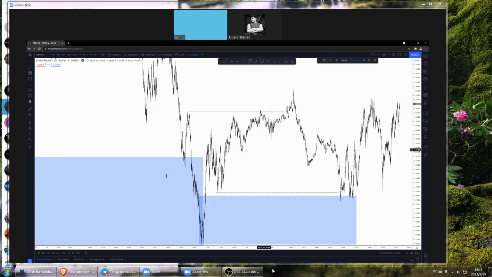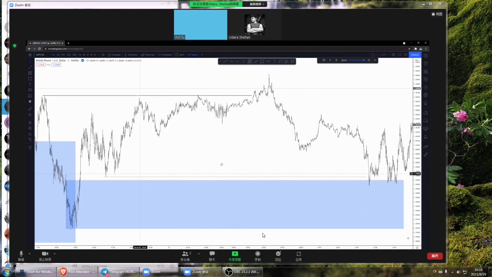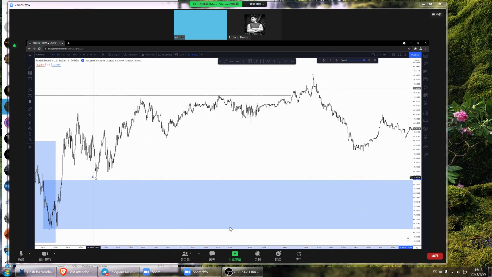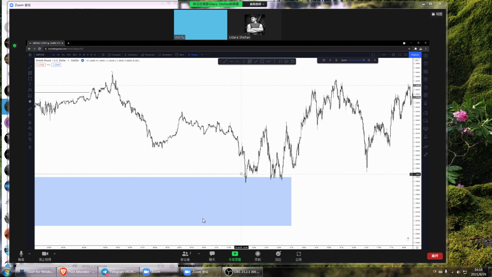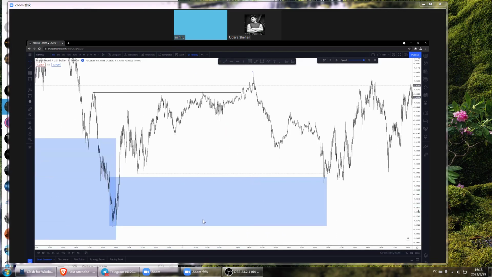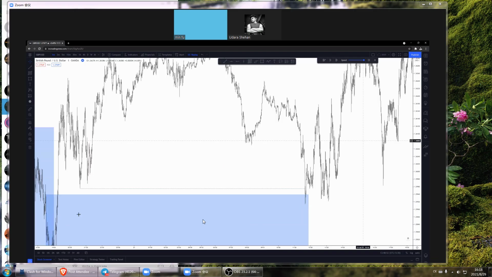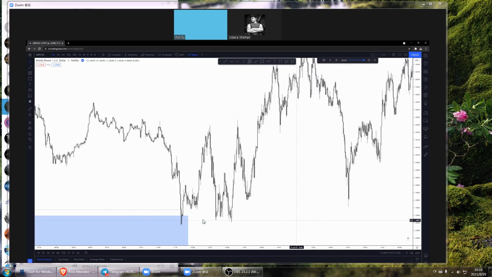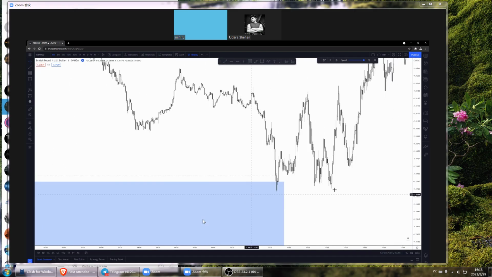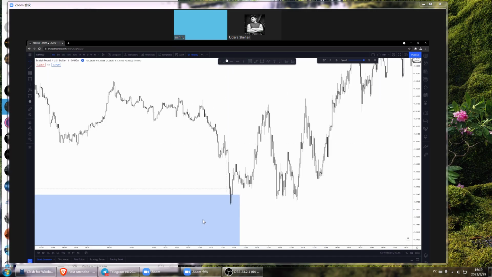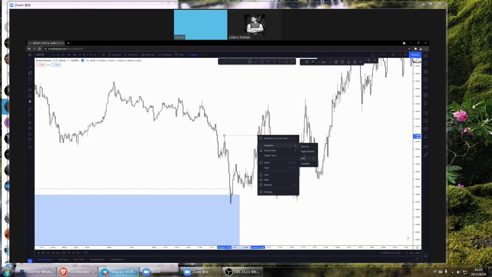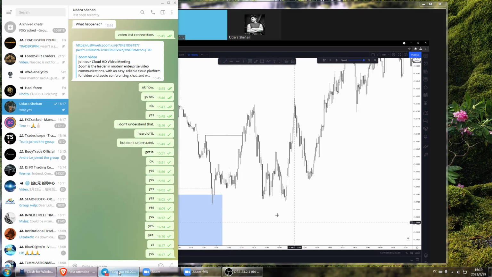So what did price do? It took out liquidity from this low. See that? It took out liquidity from this low and then tapped into the 15-minute point of interest, the 15-minute order block, and broke structure. Can you understand that? It broke structure.